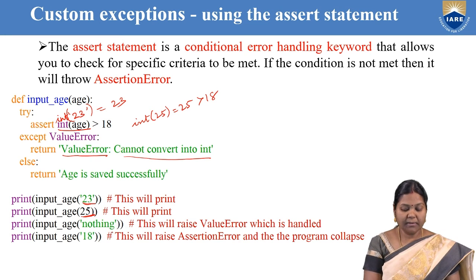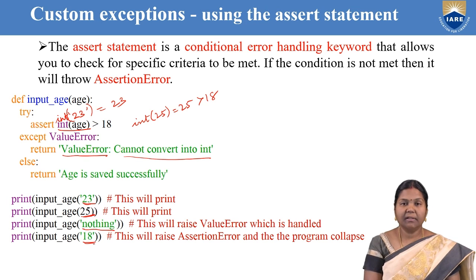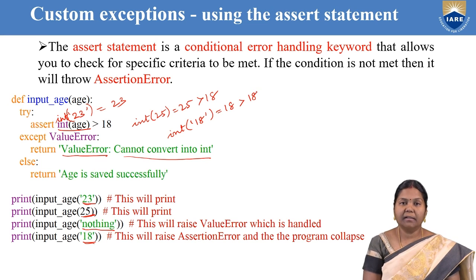Now, whenever you pass nothing, then what will happen? That cannot be converted into an integer. Nothing is an empty string that you are passing over here. So this will raise a ValueError, which is handled over here. If there is a ValueError, we have written that it cannot convert into an integer. But whenever the input is 18 as a string, the int of 18 is converted into an integer. So is 18 greater than 18? It is false. So this will raise an AssertionError and the program will stop.